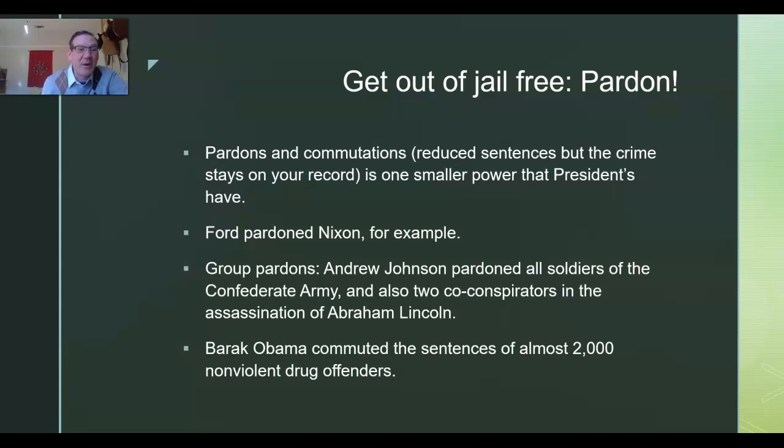There have been group pardons in history, which is kind of interesting. Andrew Johnson, who was president right after Lincoln, pardoned all the soldiers of the Confederate Army, just all at once. I mean, they had taken up arms against the government. Technically, that's treason. Technically, you could shoot them all. No one was going to do that. But treason is punishable with death. It's a very reasonable punishment for treason, actually.